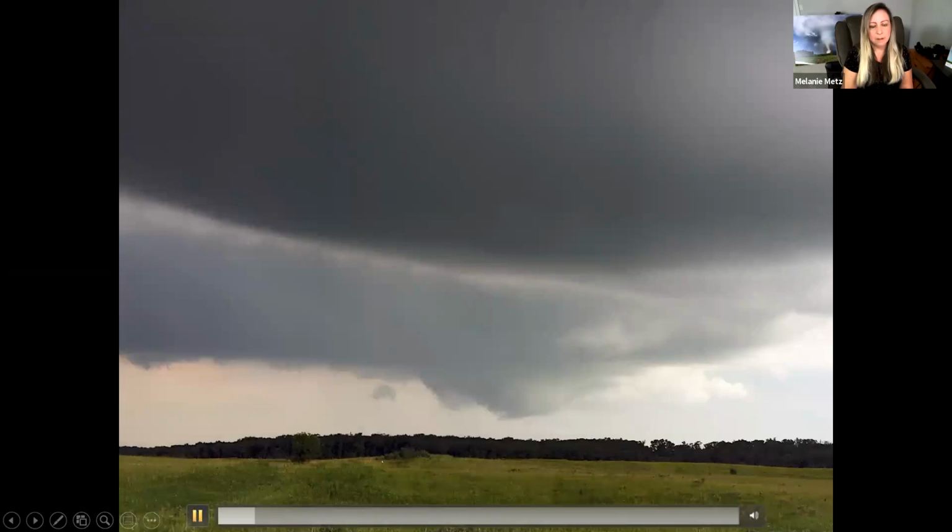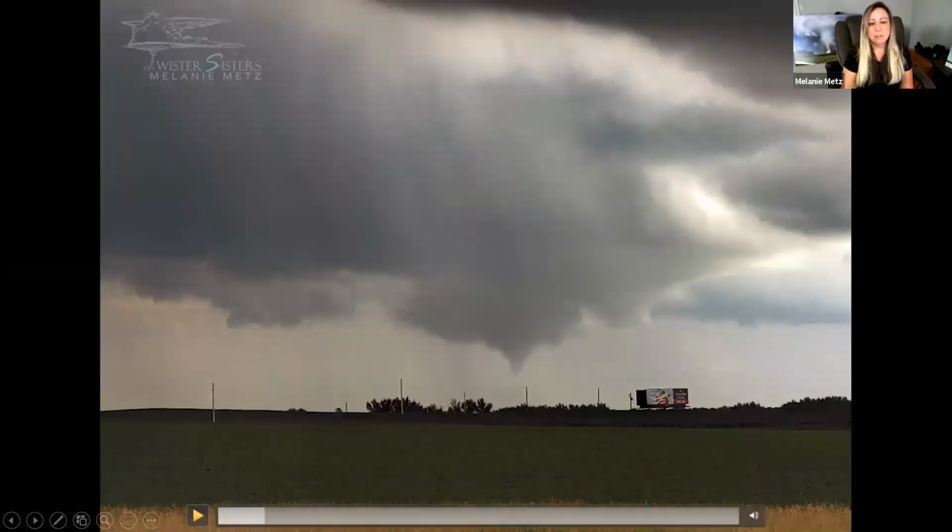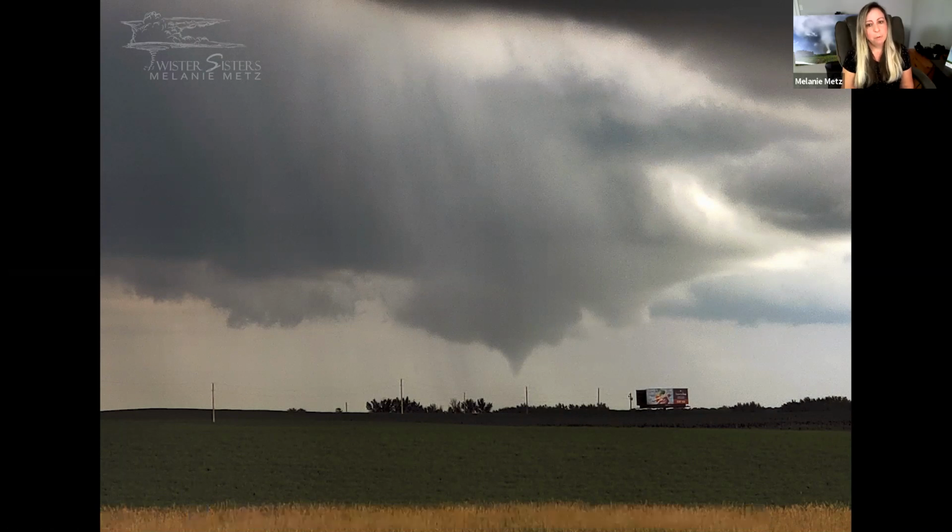Oh, all right, I've got a little slideshow. So shortly after, really quickly, a funnel started to develop. Sometimes you can't tell if it's a funnel or a little bit of a scud finger type thing. But in this case, it really looked like a funnel. We weren't quite close enough yet to see the rotation.